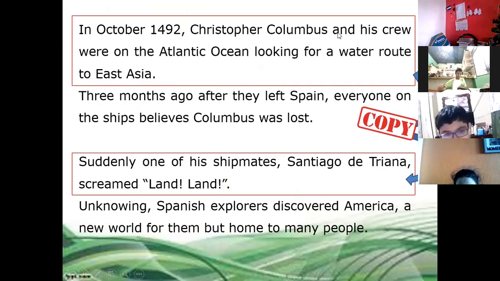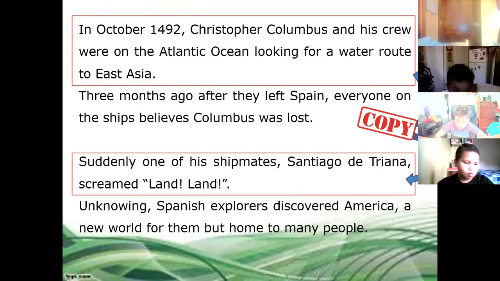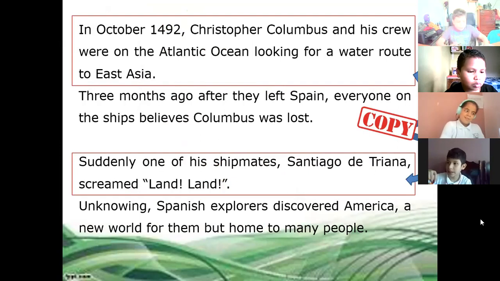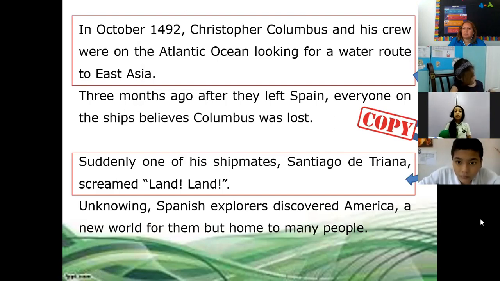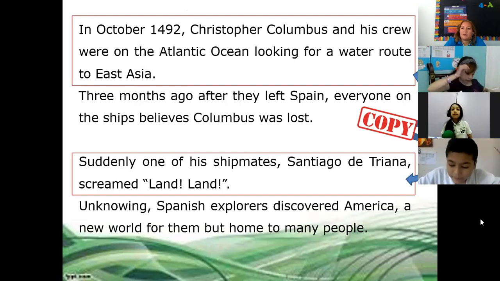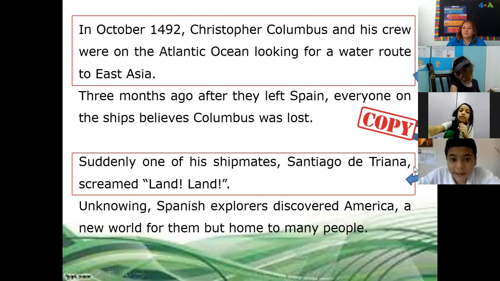In October 1492, Christopher Columbus and his crew were on the Atlantic Ocean, looking for a water route. In 1492, where was Christopher Columbus, in America or another place? He landed here in America. But the year 1492 existed before. Of course it existed. Copy, please. It means the year 1492 is an old year.